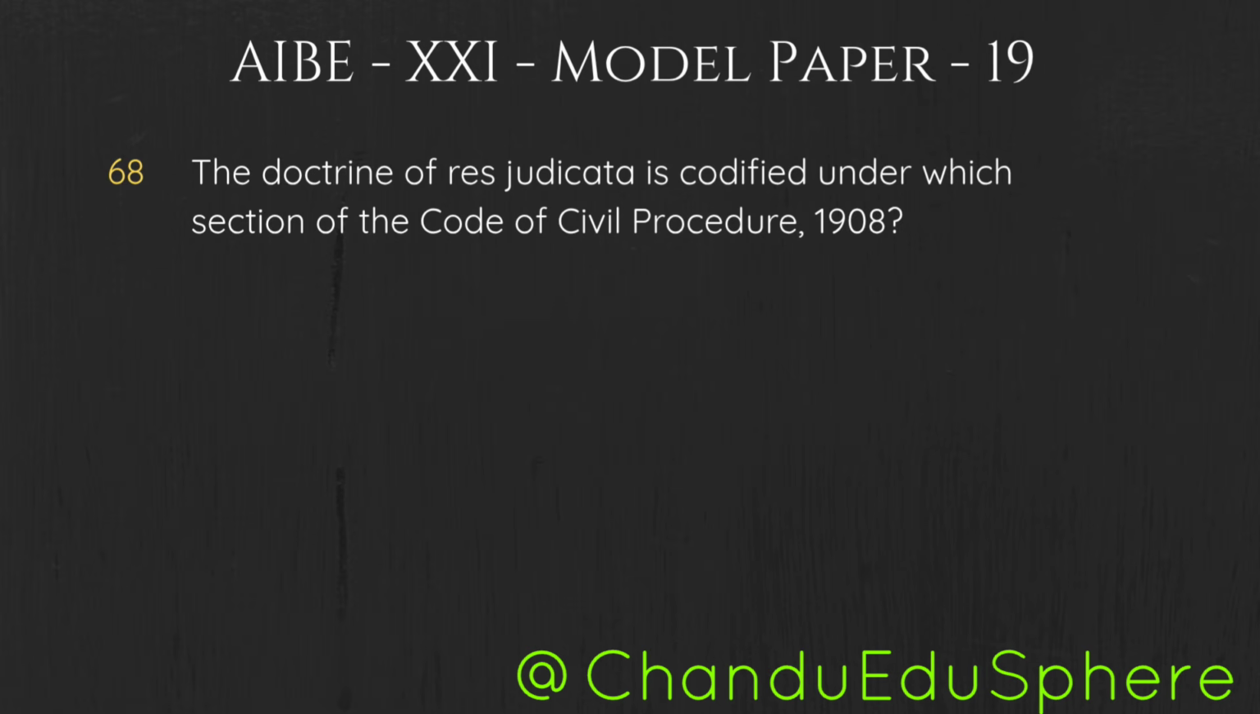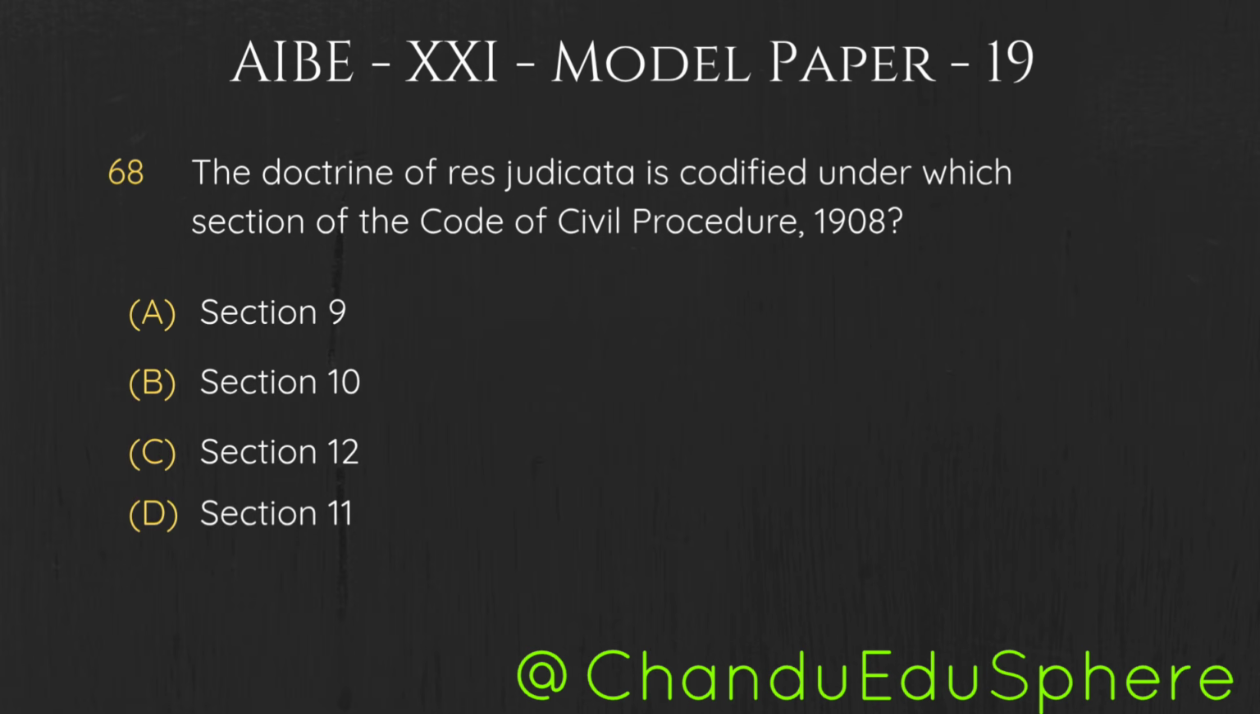The doctrine of res judicata is codified under which section of the Code of Civil Procedure 1908? Section 11 of the CPC codifies the doctrine of res judicata, barring courts from trying any suit or issue that has been finally decided between the same parties by a competent court.